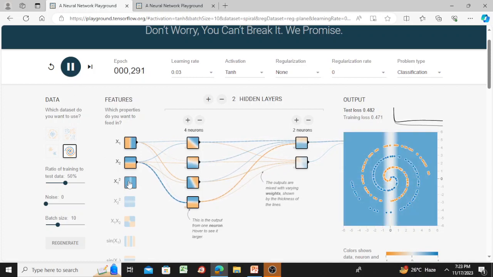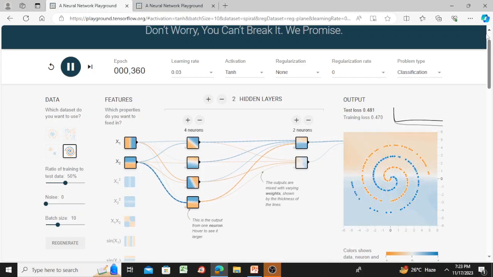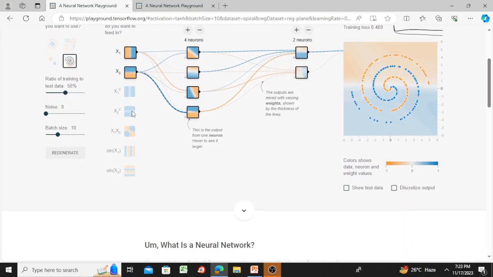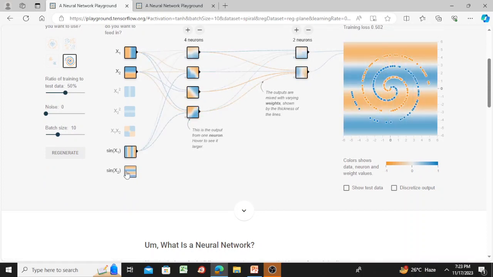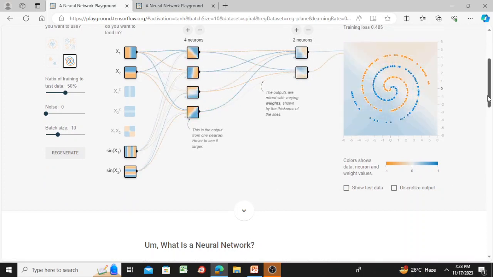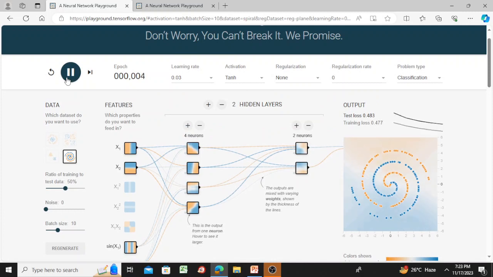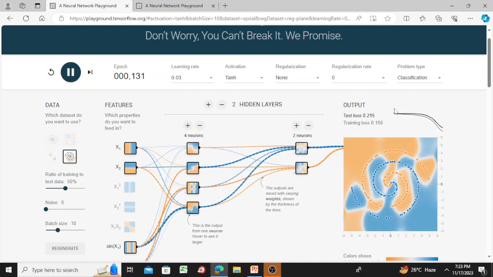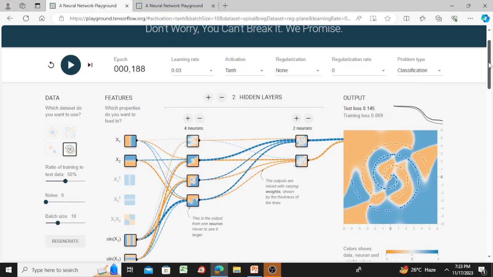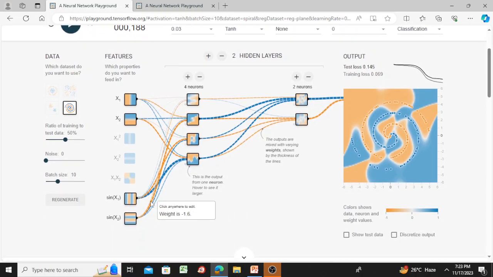Now, what am I doing? Let me add some feature engineering here. Let me add sin x1 and sin x2. Again let me train this one. What happens? Just see, with sin x1 and sin x2, you are getting a neat diagram. For only 188 epochs I am getting a clean separation of the data set. You can see the weights here. The sin x1 and sin x2 weights are thick weights.